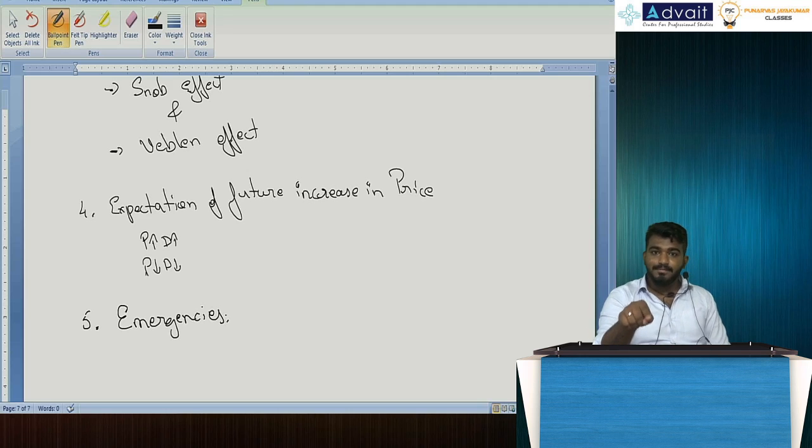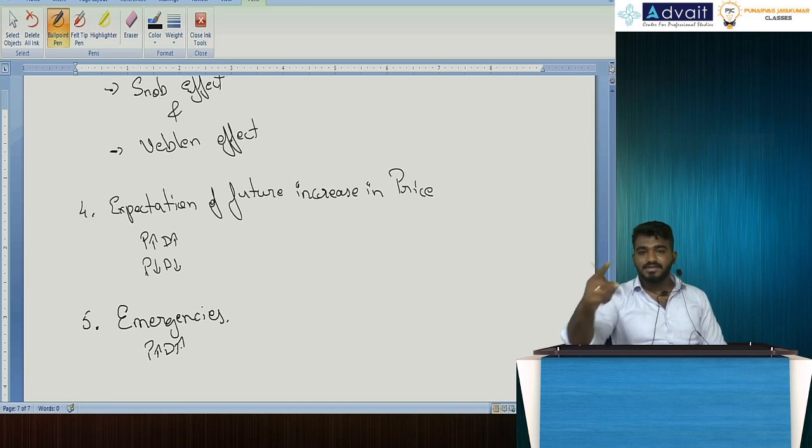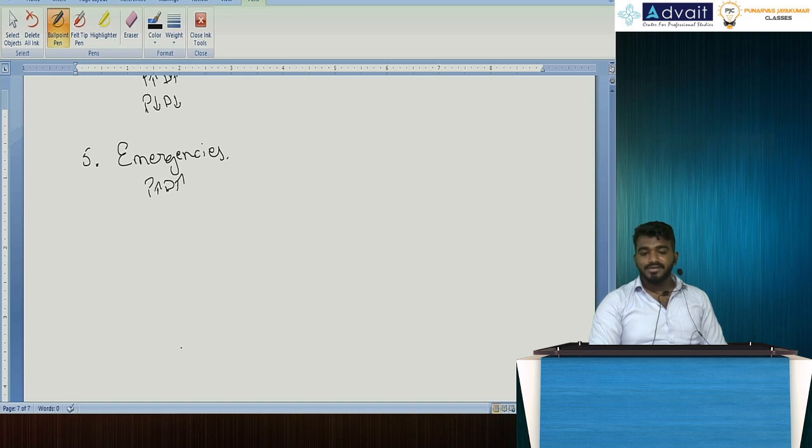Sir, during emergencies, your law of demand will not work. What was the law of demand? Whenever prices are increasing, demand should decrease. But now, in case of emergency, even though prices are increasing, demand also increases. So during the time of emergencies, your law of demand will not work, or it is not at all applicable.